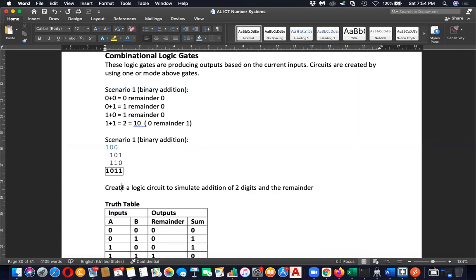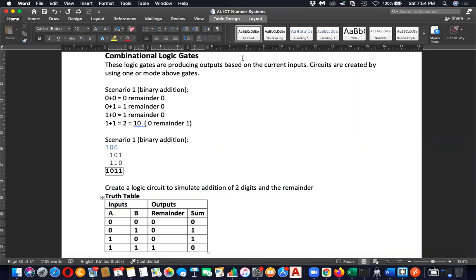Okay, my question is based on scenario 1. And this is the truth table for that. I need the logic circuit. I'll give you 5 minutes. Just give a try. Write these down and try drawing a circuit. 2 inputs and 2 outputs.